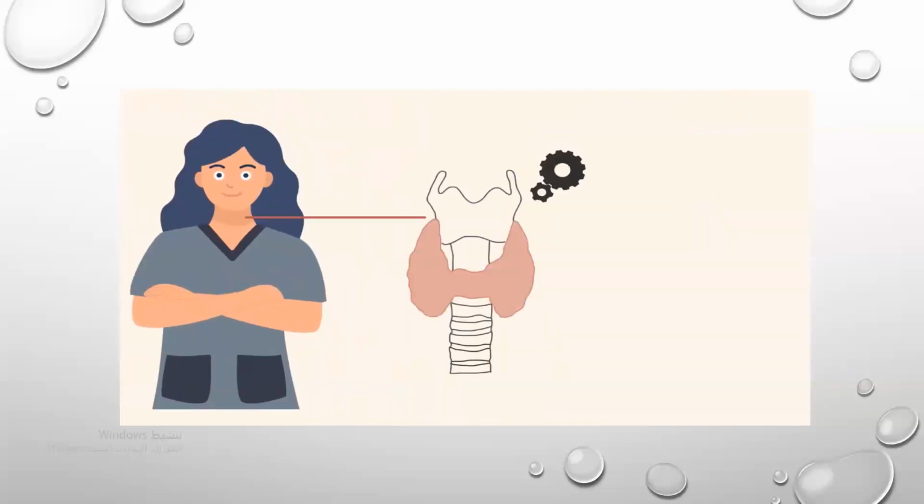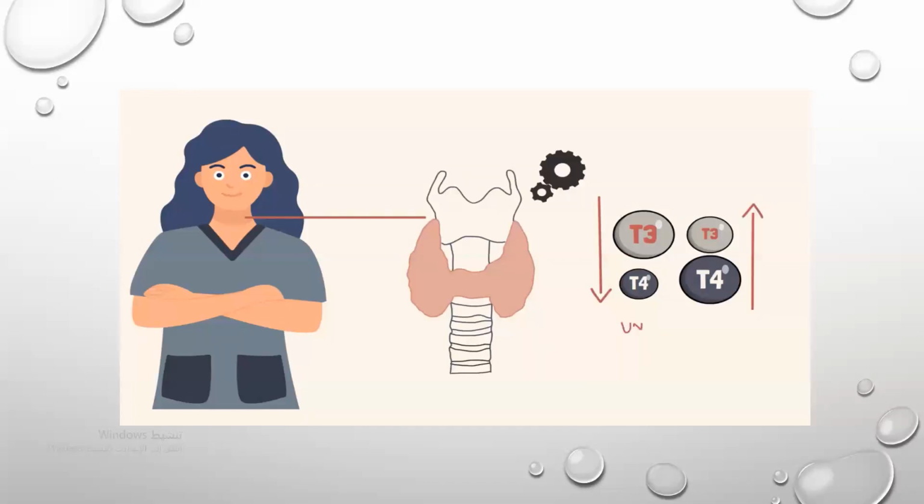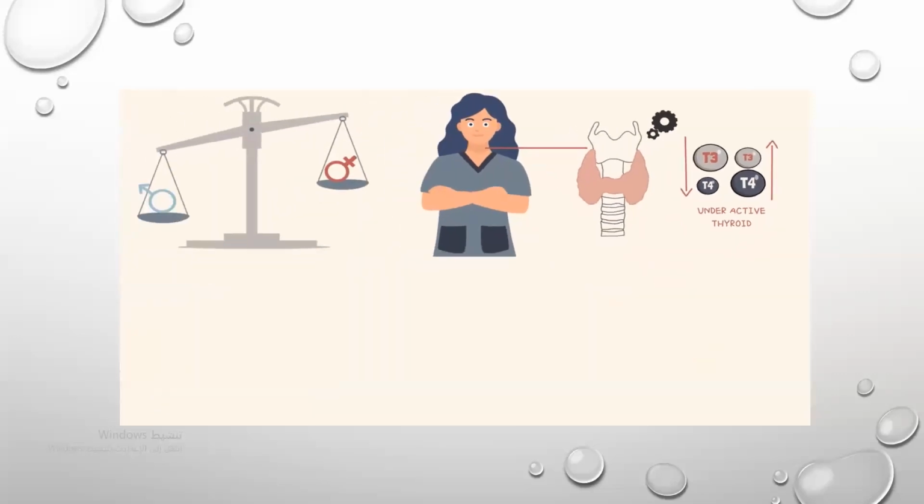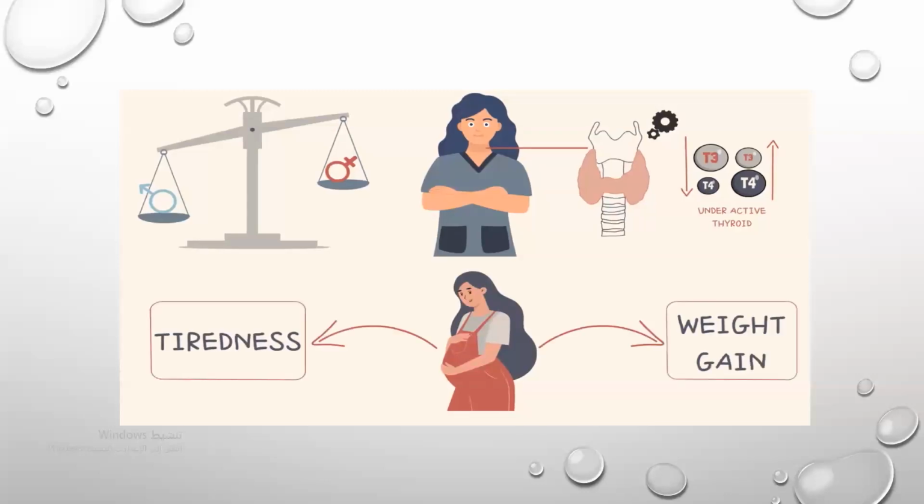The thyroid makes the hormones T3 and T4, which control our metabolism, which in simple terms is how your body uses and stores energy. When the thyroid gland doesn't make enough thyroid hormone, it is known as underactive thyroid or hypothyroidism. The symptoms of hypothyroidism can be confused with the hormonal changes of a normal pregnancy, such as tiredness and weight gain. So low thyroid levels can be easily overlooked in a pregnancy.